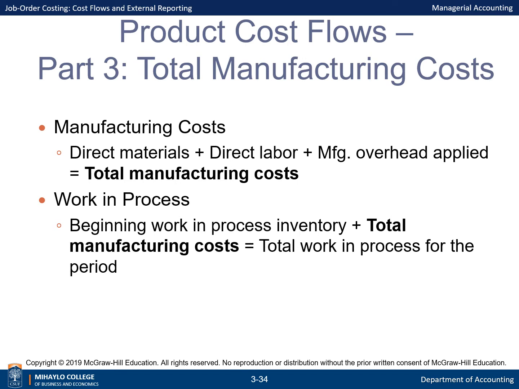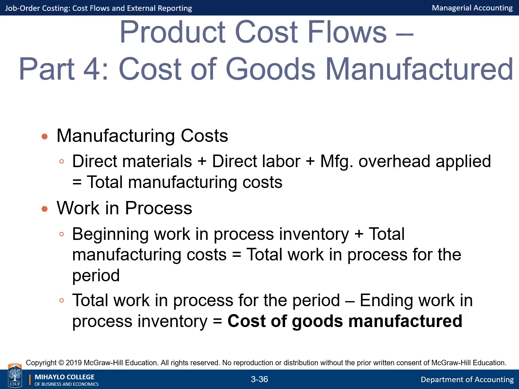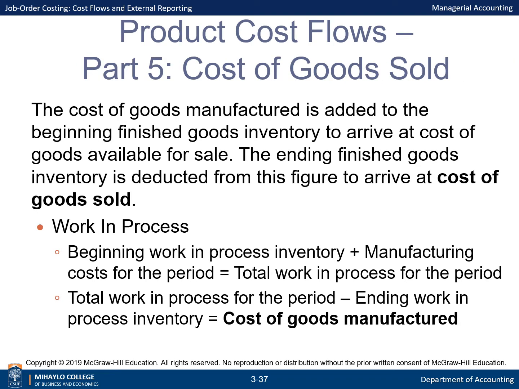Manufacturing costs consist of direct materials plus direct labor plus manufacturing overhead applied. These costs flow into the work-in-process account and are combined with the beginning work-in-process inventory to equal the total work-in-process for the period. Raw materials available for use in production equal beginning raw materials inventory plus raw materials purchased. Cost of goods manufactured equals total work-in-process for the period minus ending work-in-process inventory. The ending work-in-process inventory is deducted from the total work-in-process for the period to arrive at the cost of goods manufactured.